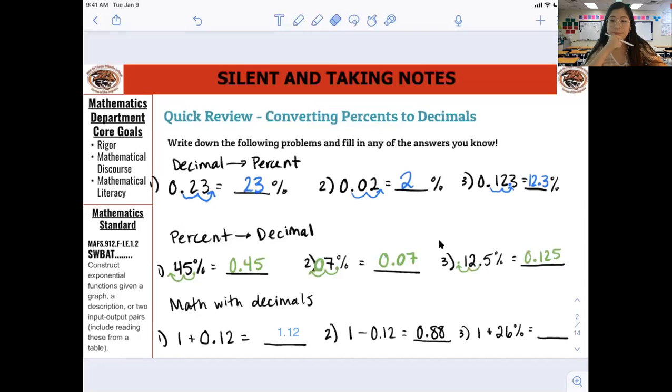You could just put a 0 in front of the 26. In other words, what are you turning the 26% into? A decimal. A decimal, yeah.